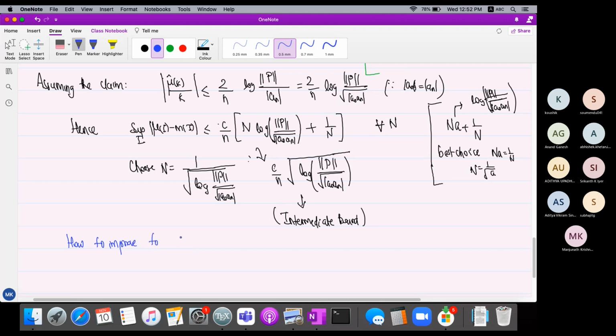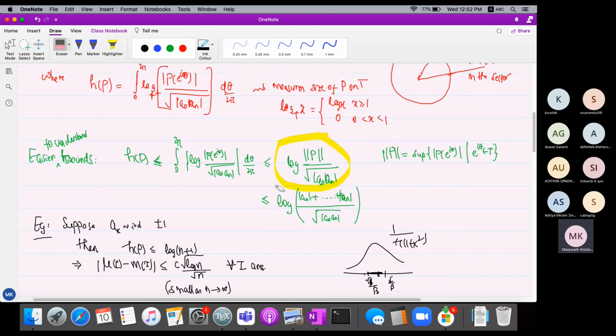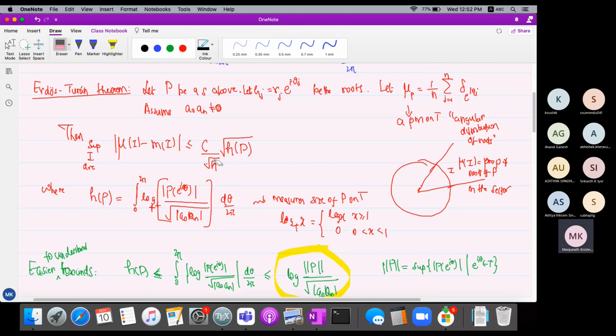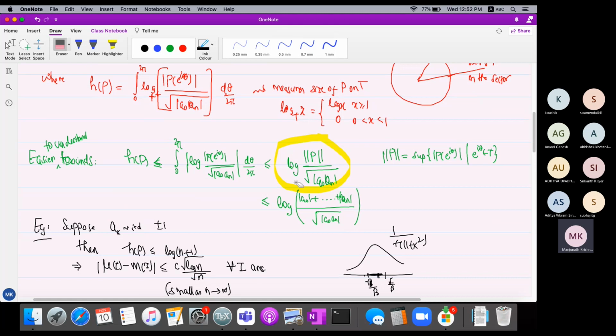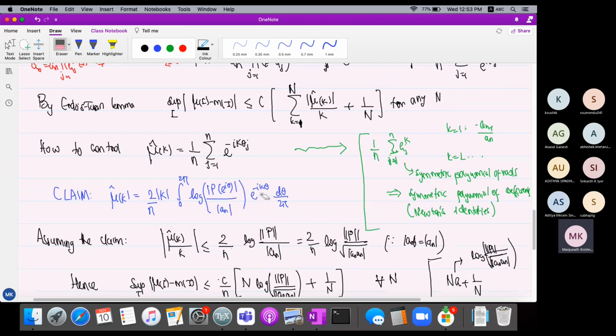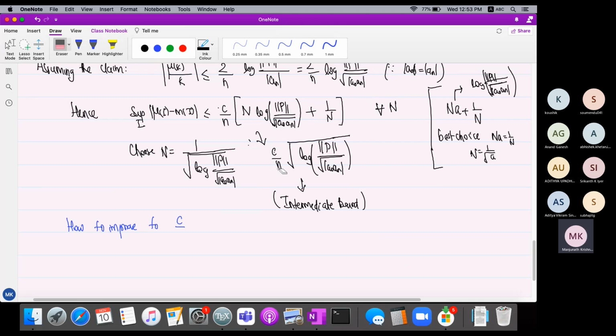Okay, or maybe I just say how to improve to, sorry, this something is still fishy, right? Why did I get 1 by n? That should have been square root also. Ah, okay. Sorry, nobody caught my mistake. What's the mistake? See, this is c over n. Here I should have gotten square root n, right? I mean, 1 by square root n times square root of this is what I should have got. Why did I get 1 by n?